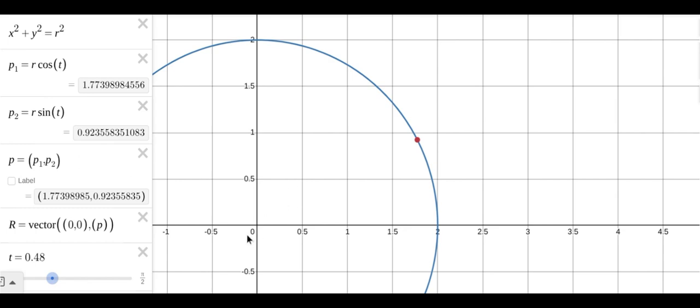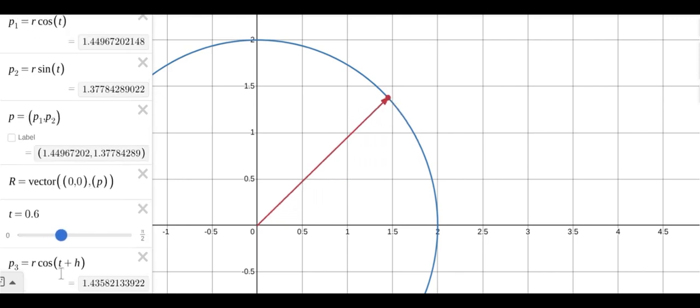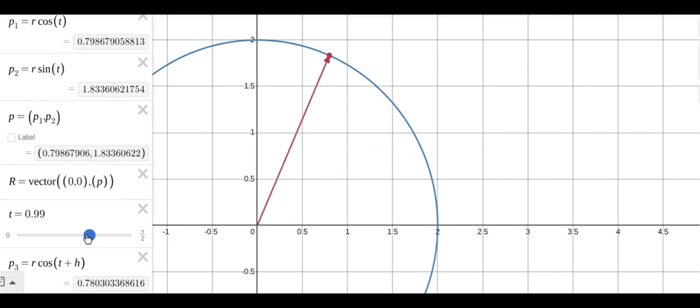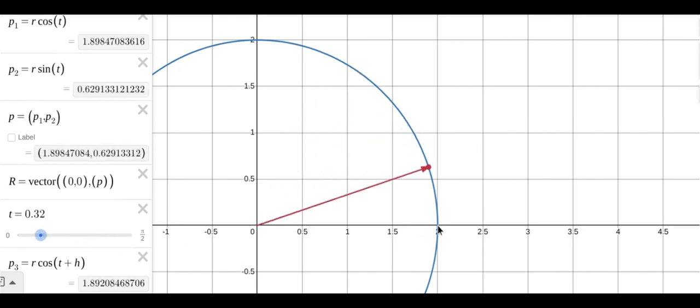Now, from the origin to that point, I can define a vector r. This is our position vector. This position vector is a function of this angle, because here it is in the transformation equation. Everything's in radians, by the way. As I change that angle with respect to this coordinate line, you see that position vector changes.